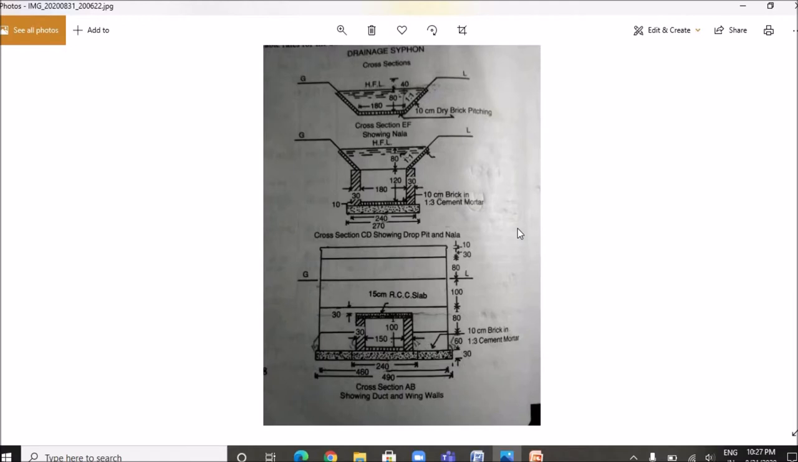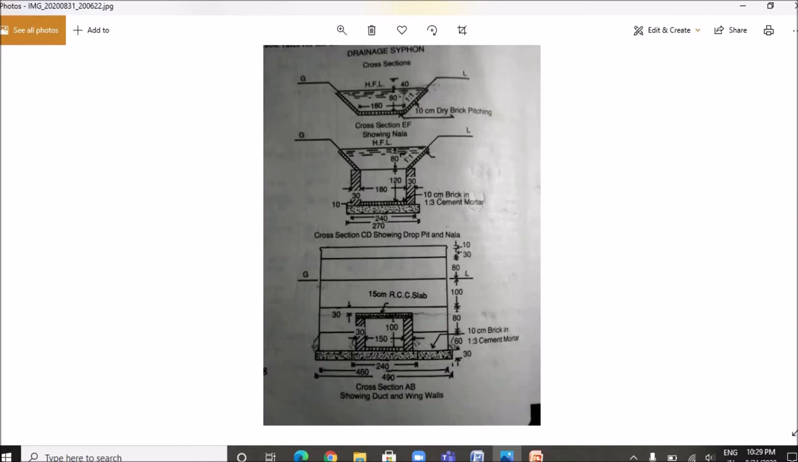The methodology of preparation of a drainage siphon follows a certain sequence, and that sequence is earthwork in excavation in foundation, then next cement concrete work in 1:4:8 with the brick ballast is to be done, and next first class brick work is done in 1:4 cement mortar, then RCC slab of siphon duct including the steel reinforcement complete work is done. Then next cement pointing work, which is to be done in 10 cm thick brick floor, and then next the cement pointing work which is done in other parts, and lastly the 10 cm dry brick pitching which is to be provided.